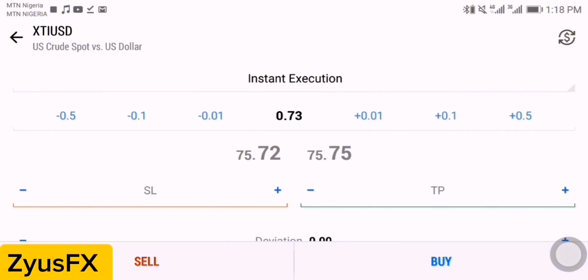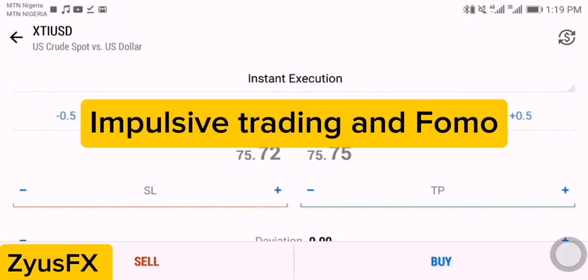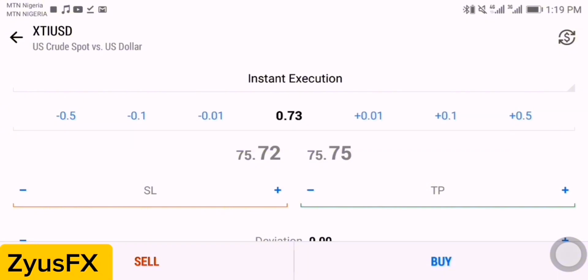But one of the disadvantages of it is you need to be on your charts to constantly monitor where price is. And as you know, always being on your charts triggers impulse trading, and you will start taking trades you shouldn't be taking, or you will not be patient enough. FOMO will kick in, fear of missing out, and you just keep taking buys or sells.